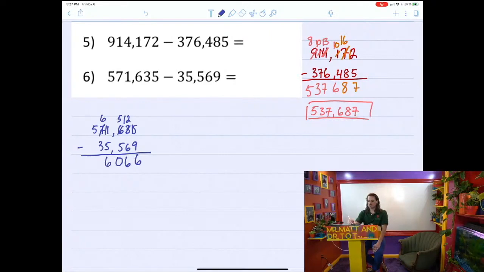6 minus 3 is 3, and there's nothing to affect that final value of 5, so it just carries down, and your final answer here is going to be 536,066.